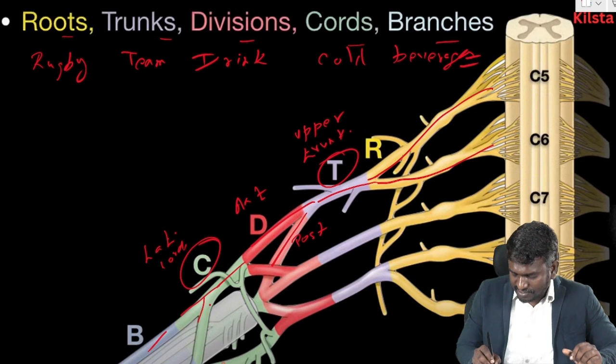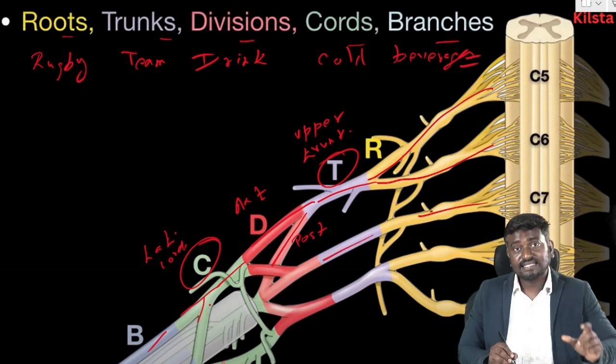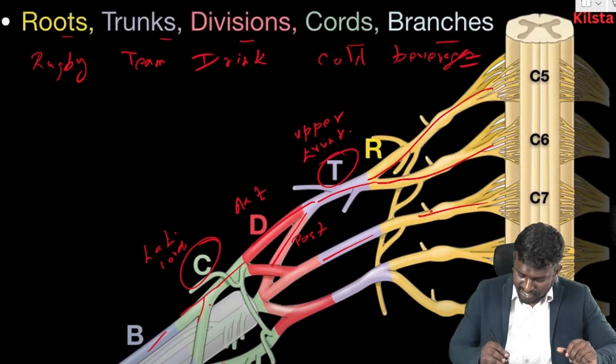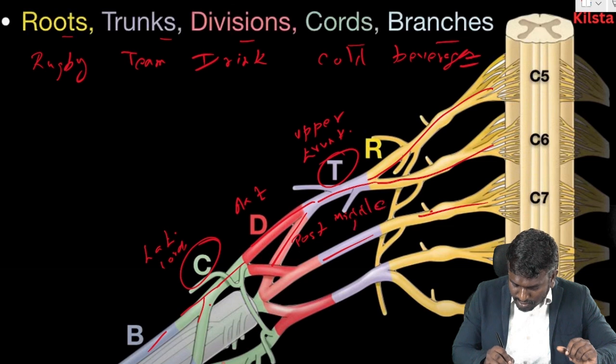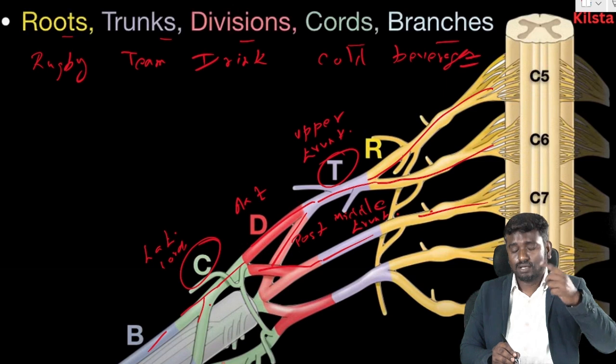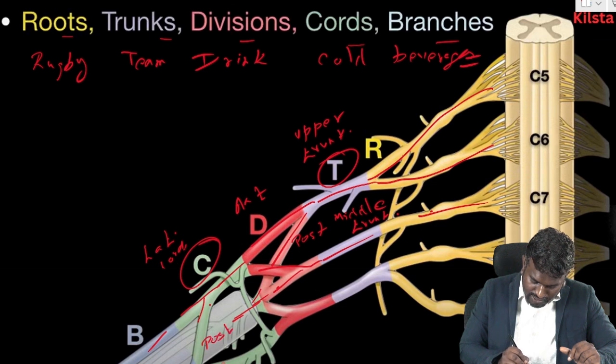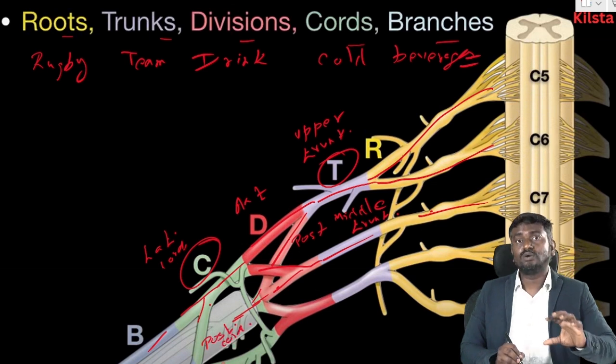Now C7, remember the root value C7, gives rise to the trunk. As it is in the middle, it is called the middle trunk. Very easy to remember. This is called the middle trunk. Very good. And then again it gives rise to the anterior divisions and also posterior divisions. Now this gives rise to the posterior cord.